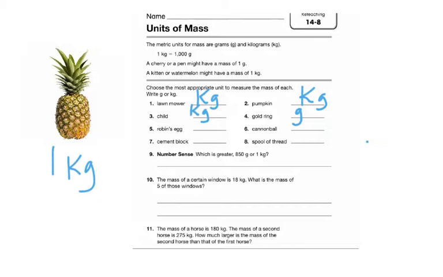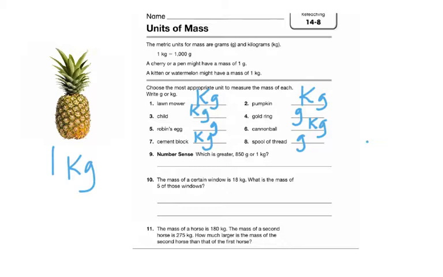Number 5 is a robin's egg. So just think of any kind of egg. It's going to weigh less than the pineapple. So we're going to weigh it with that small unit. Number 6, a cannonball. That's going to be pretty heavy, so we want to use kilograms. A cement block, also heavy, so kilograms would be appropriate. A spool of thread, that's not very heavy at all, so we're going to use grams.